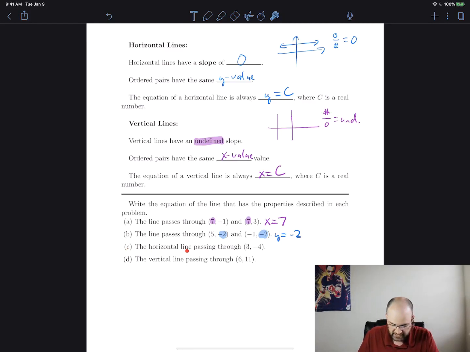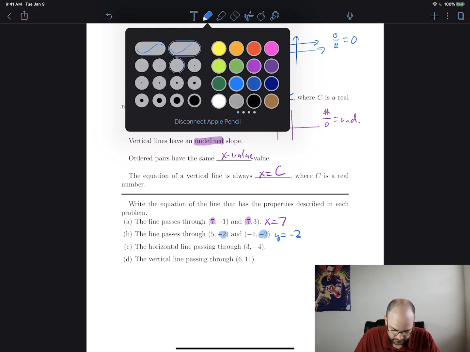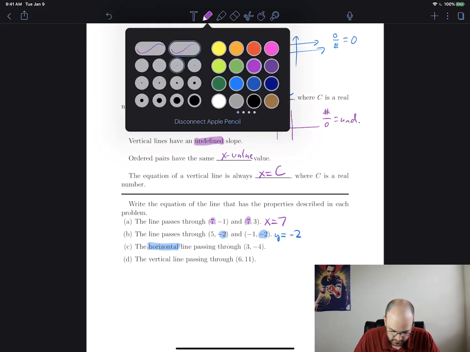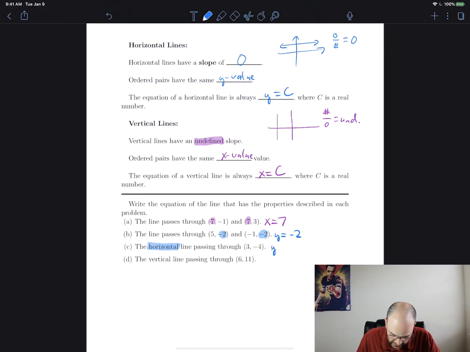Letter C, the vertical line passes through (3, -4). Now, vertical, straight up and down, x equals a number. So we already know that it's going to be x equals a number. Oh, sorry, that's horizontal. My apologies. I thought it said vertical. So this is a horizontal line passing through (3, -4). So horizontal, again, is y equals some number. And the y coordinate here is just -4. So y equals -4 is the equation of this line.